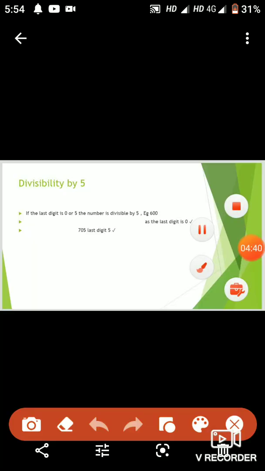Next divisibility rule is of 5. The divisibility rule of 5 says that the number should end with either 0 or 5. So if the number ends with 0 or 5, that means if on the ones place 0 or 5 is there, then the number will be divisible by 5. So if the last digit is 0 or 5, the number is divisible by 5.